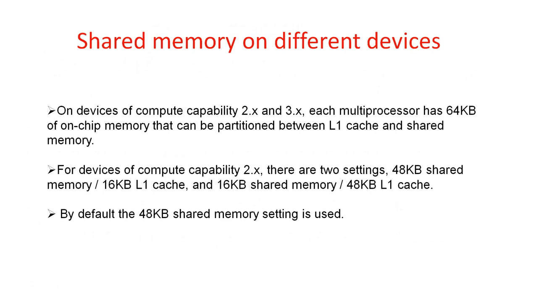Now, shared memory on different devices: on devices of compute capability 2.x and 3.x, each multiprocessor has 64 KB of on-chip memory. It can be partitioned between L1 cache and shared memory. For devices with compute capability 2.x, there are two settings: 48 KB shared memory and 16 KB L1 cache, or 16 KB of shared memory and 48 KB of L1 cache. By default, the 48 KB shared memory setting is usually used.